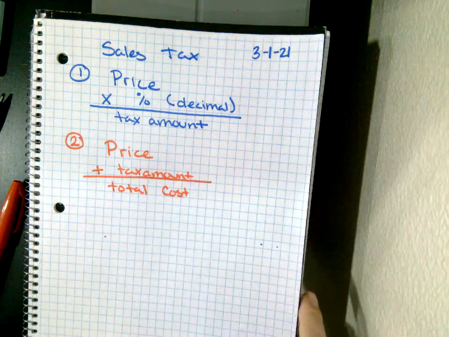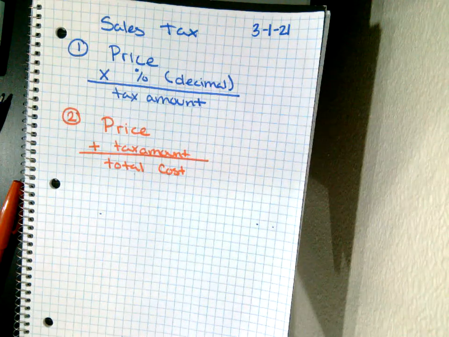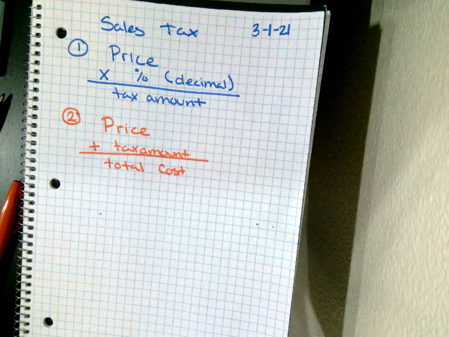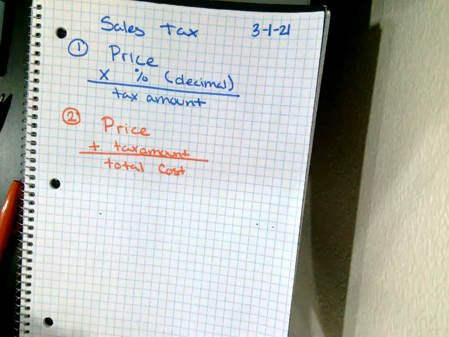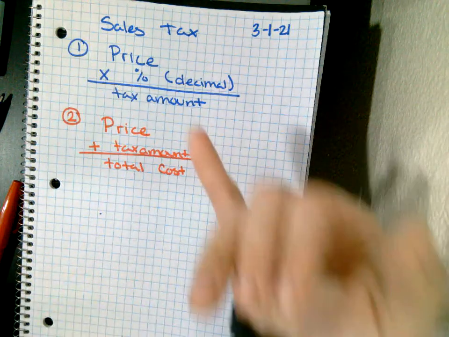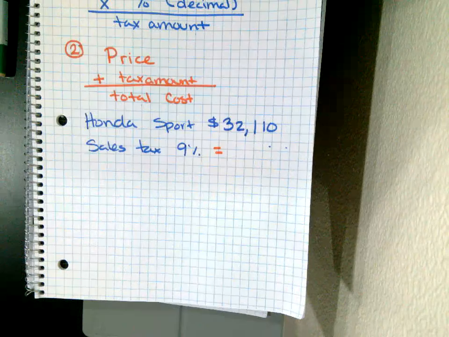And a lot of you are aware of that, especially if you save your money to buy things. If you want to buy a video game that costs $65, you know that you have to save more than $65, right? Because at the end of the day, it's going to cost you more because of sales tax. All right, I got something to show you.